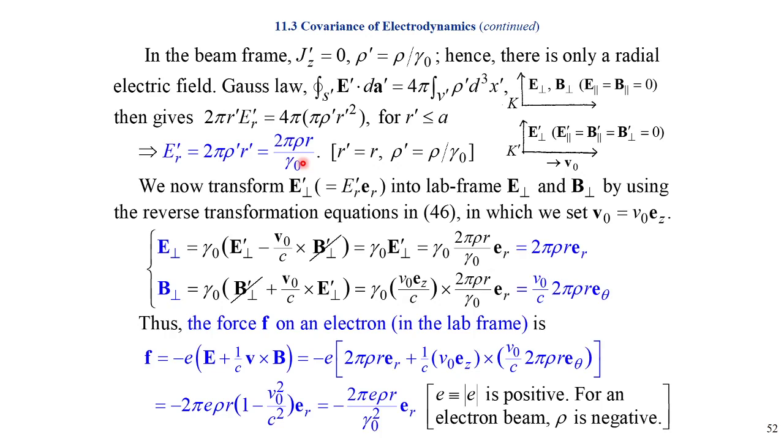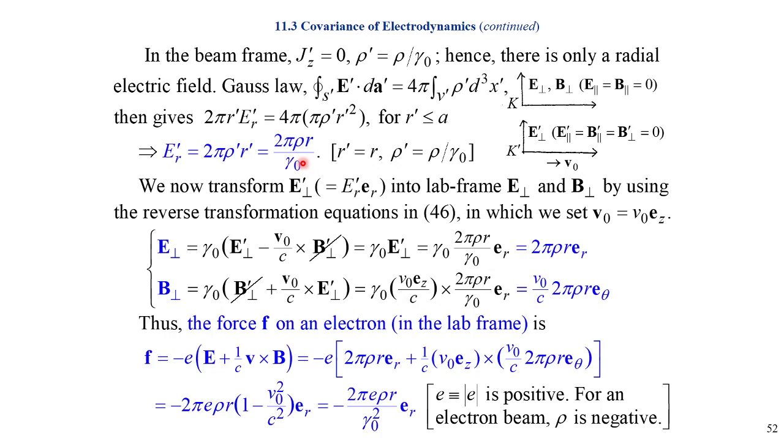So we can transform from the beam frame to the lab frame by using the reverse transformation equations, in which V0 equals V0 Ez. So we got E perpendicular equals gamma 0 times the reverse transform. So eventually we got 2 pi rho times R. Okay, that's in the laboratory frame.